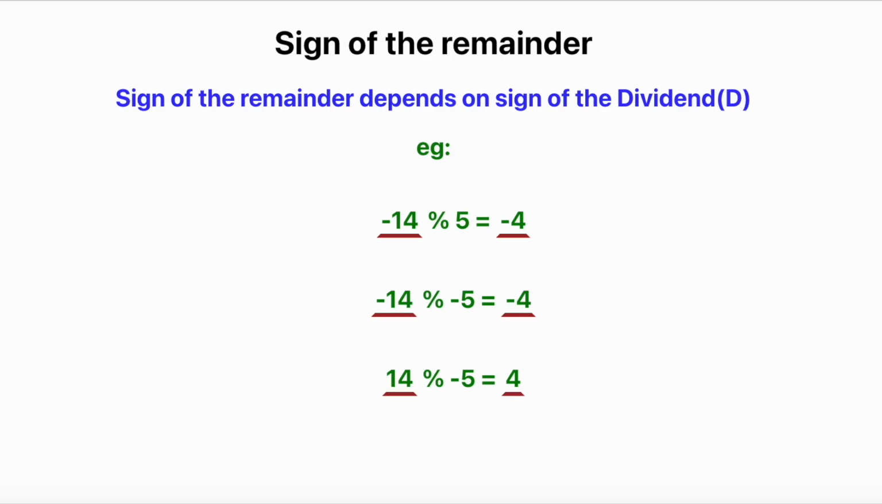minus 5 is 4. Here, the sign of the remainder depends only on the sign of the dividend, unlike in the division operation, where the negative sign cancels out if both operands are negative, or the result is negative if either one is negative and the other is positive. One more observation is that the absolute value of the remainder is always less than the absolute value of the divisor.